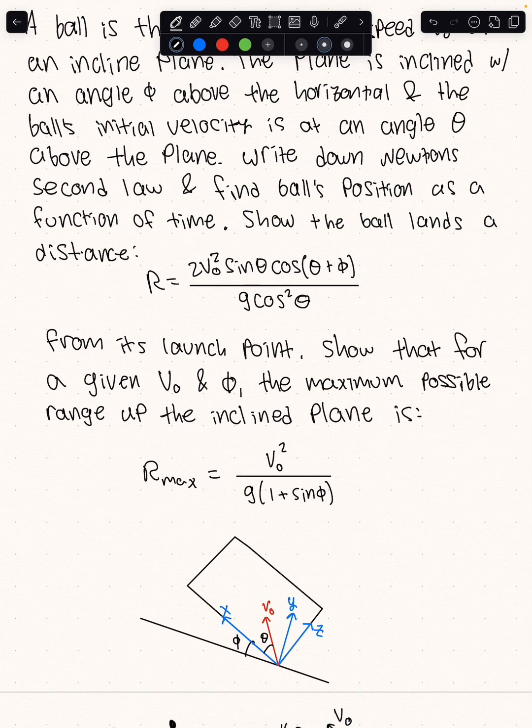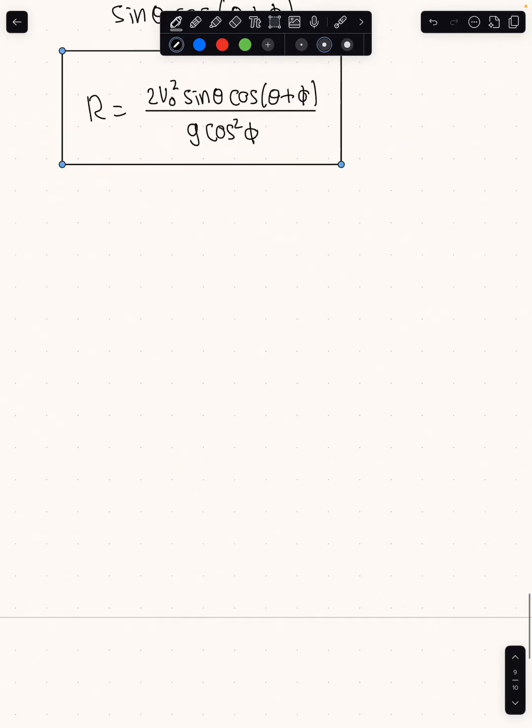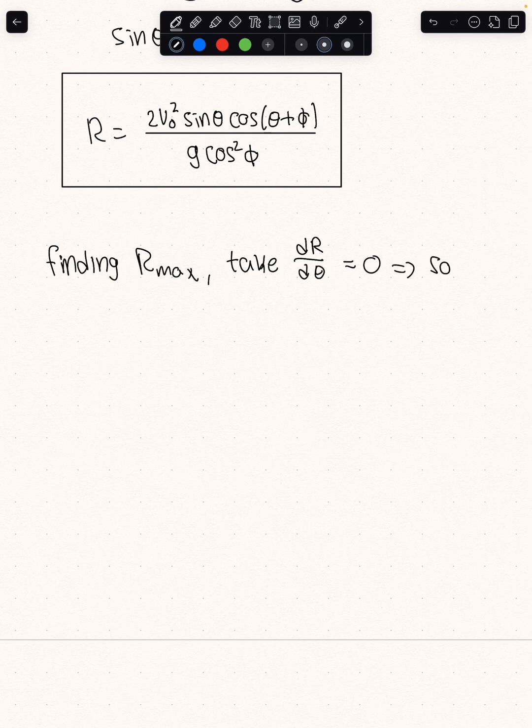Now we want to show for a given v naught and phi, the maximum possible range up an incline is that R max. Okay, to find R max, let's see, finding R max. What we want to do is take dr d phi and set that equal to 0, and then solve for theta.